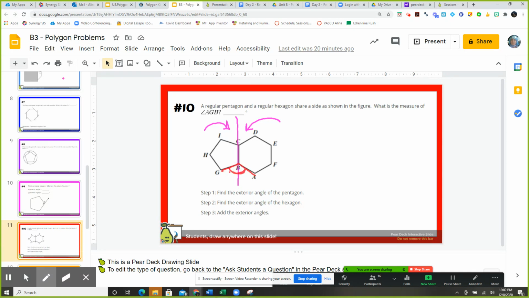So how do I find the exterior angle of the pentagon, of the 5-sided shape? Yeah, absolutely. Which is what? So this angle here is 72. And then what's the exterior angle of the 6-sided shape? 60 is perfect. So if I've got 72 from the pentagon and 60 from the hexagon, what is it total? 132. Boom.